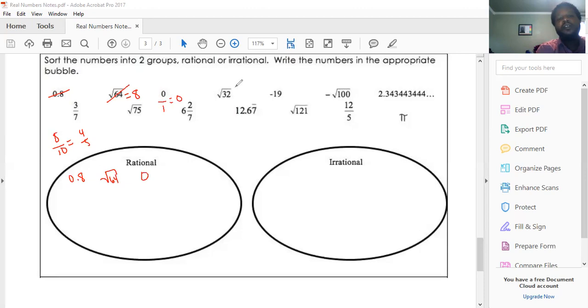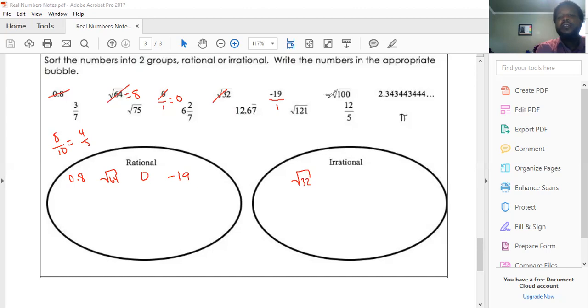What about the square root of 32? Well, 32 is not a perfect square. 36 and 25 are perfect squares. 32 is not, and so this number comes out to a decimal. And so the square root of 32 is an irrational number. Okay, we did those two. What about negative 19? I can just do negative 19 over 1, and I have a rational number, so negative 19 goes right here.